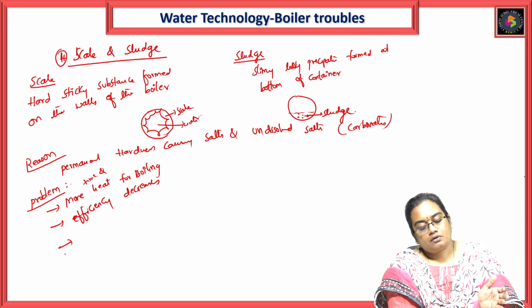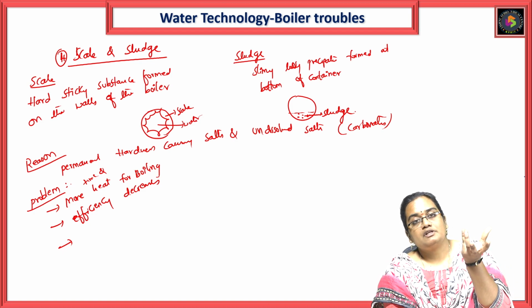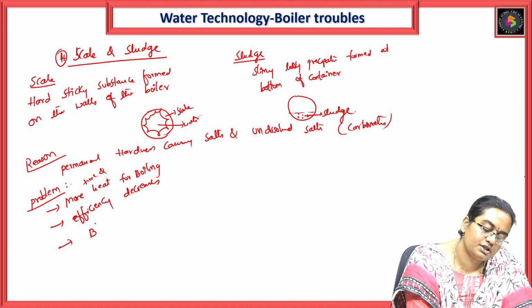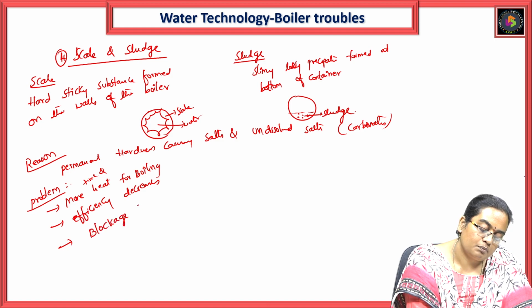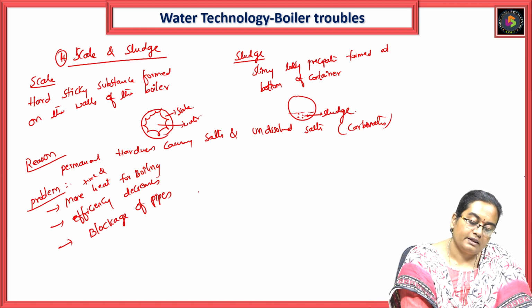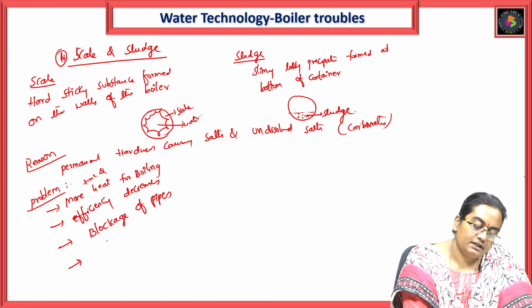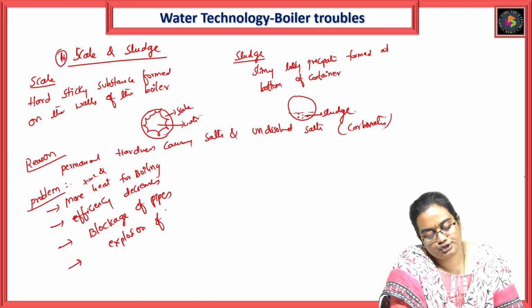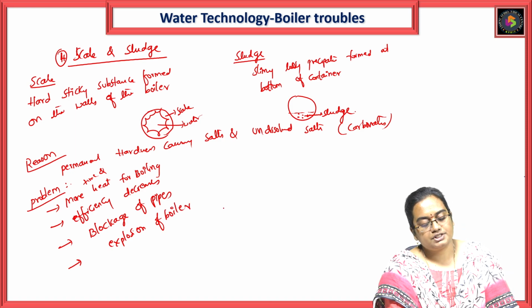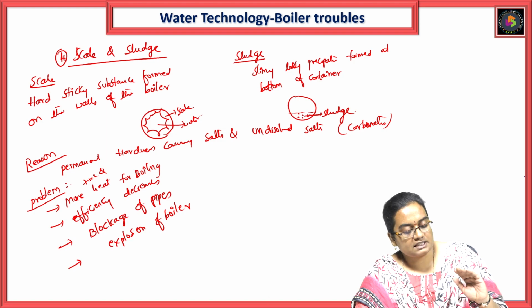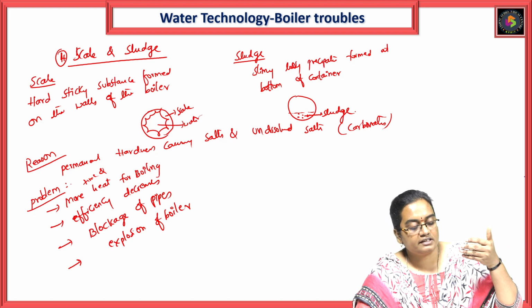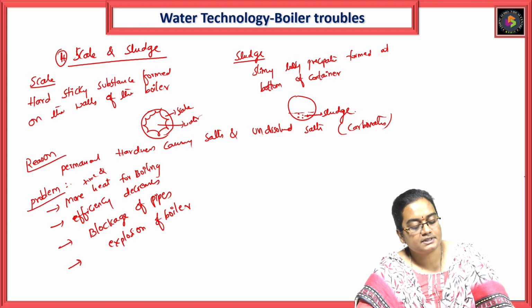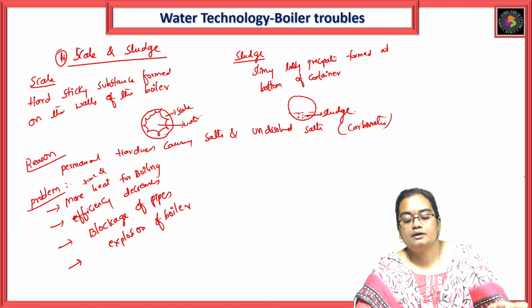Next one. Because of the slimy precipitate formation, it leads to blockage of your pipes. Blockage of pipes will take place. And sometimes it leads to explosion of the boiler also, because of the hard sticky substance. So these are the problems. It will take more time and heat for boiling, so efficiency is decreased, it leads to blockage of your pipes, and sometimes it may lead to the explosion of your boiler.